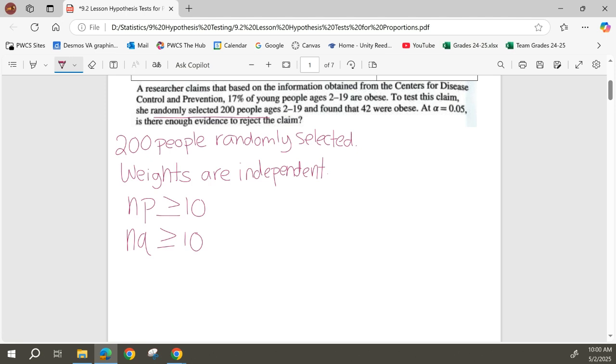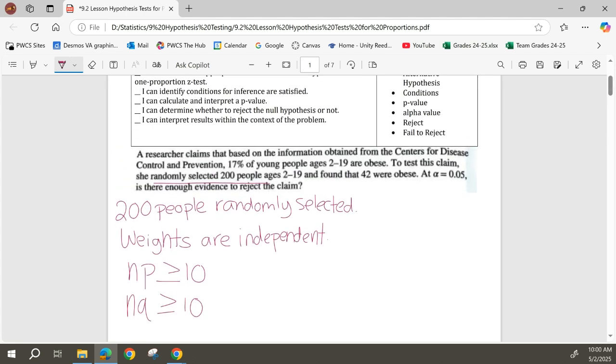And so it's not a bad idea to kind of document what you have. So we have sampled 200 people. That's N. We are believing that 17% of young people are obese. That is our P, 17% or 0.17. Q is 1 minus P. So if 17% of children are considered obese, then that means 83% or 0.83 are considered not obese. So these two decimals need to add up to 1, just like probability needs to add up to 1 or 100%.